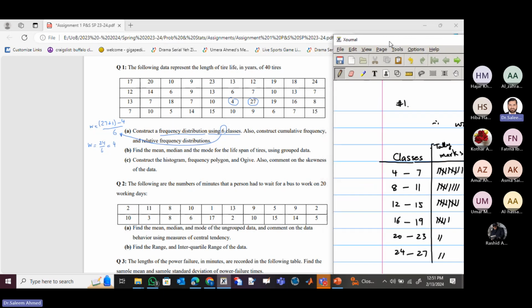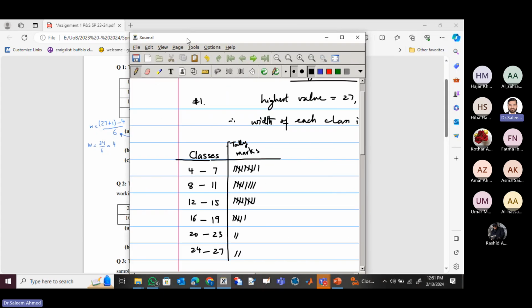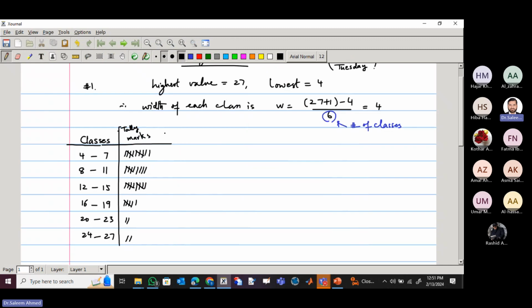So I think it's finished here. Hopefully this is correct. You can check it. So these are the tally marks. Now you can write the frequency.